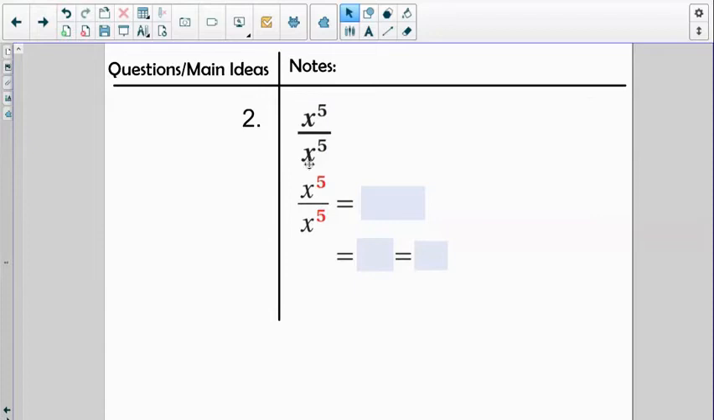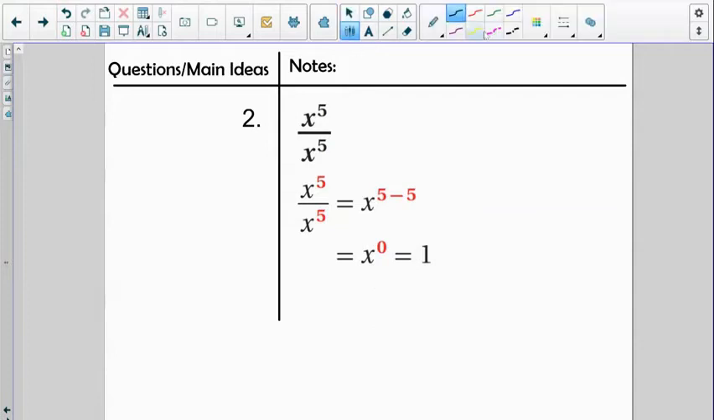Our second example, we have x to the 5th power divided by x to the 5th power. So if we use our property, we know that, okay, well, we're dividing x's by x's, so that's good. We can use our property. All we have to do is subtract the exponents. Since 5 minus 5 is 0, we get x to the 0 power. And you remember what that equals? Anything to the power of 0 equals 1.